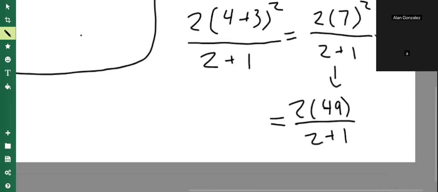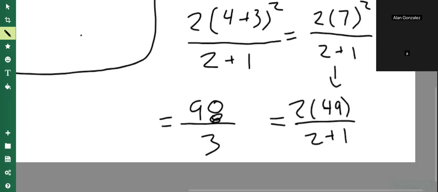All right. What is 2 plus 1 in the denominator? That's 3. And then what is 2 times 49? 2 times 49 is 98, right? And we can kind of simplify this. 98 divided by 3 is going to give us a weird number. So we could kind of leave it as it is, or we could do the, what's it called? Making this fraction into a whole number.